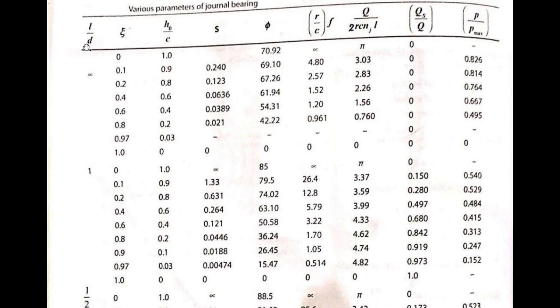Here you know that the design of journal bearing depends on these dimensionless parameters. Initially we know the L by D ratio and Sommerfeld number. By these two parameters, we have to calculate h naught upon c, eccentricity ratio epsilon, position of minimum film thickness phi, R by C into F, Q upon 2 RCNL, QS upon Q, P upon P max. So the design of journal bearing totally depends upon these dimensionless parameters.